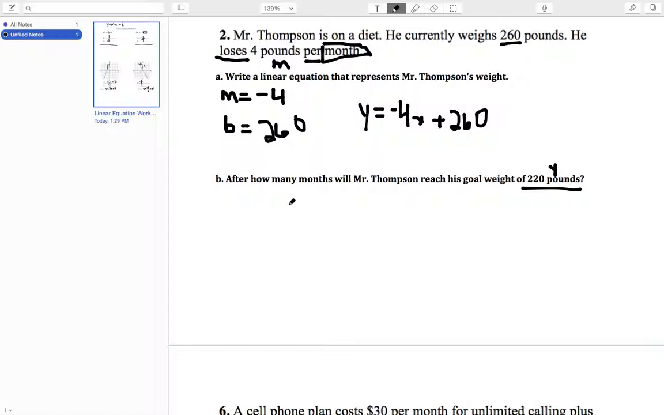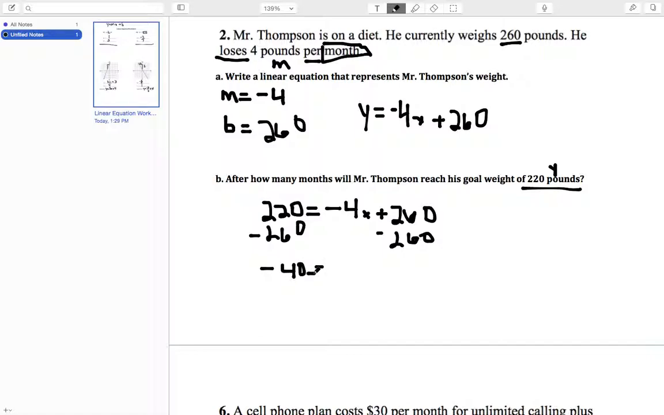You look at your label. So you solve it by going 220 equals -4x plus 260. And you solve it like all your equations that we've solved in the past. You always do your adding or subtracting first, so always get rid of that first. So minus your 260, which equals a -40 equals -4x. Then you have to divide.